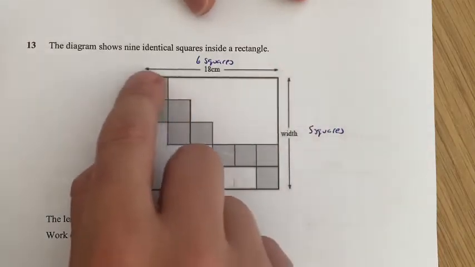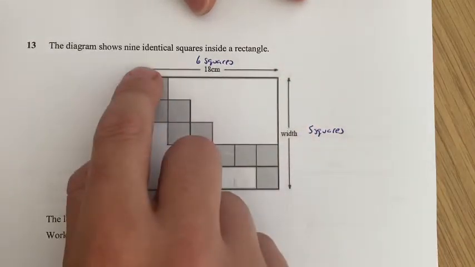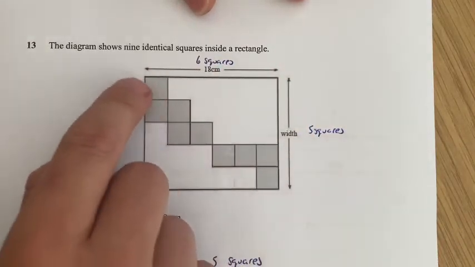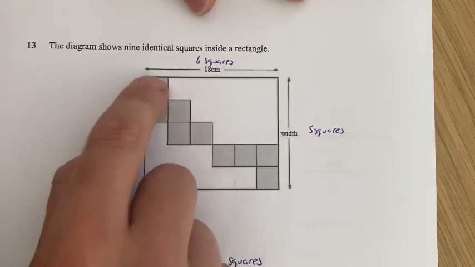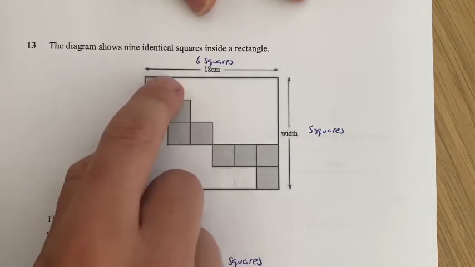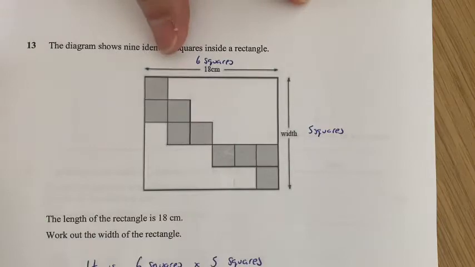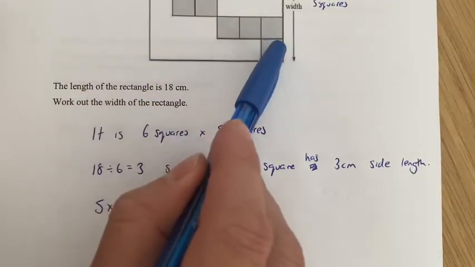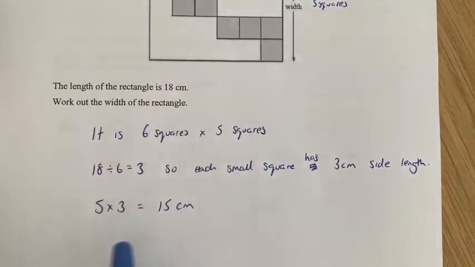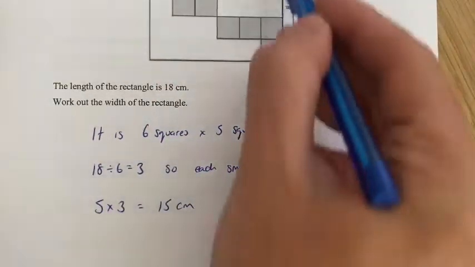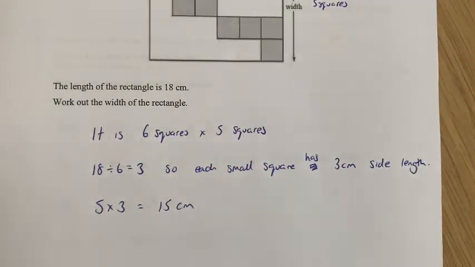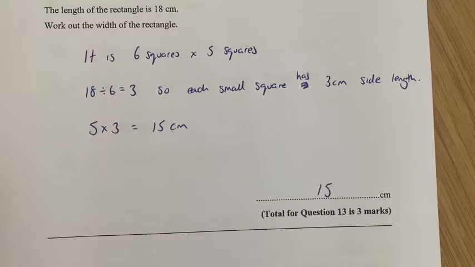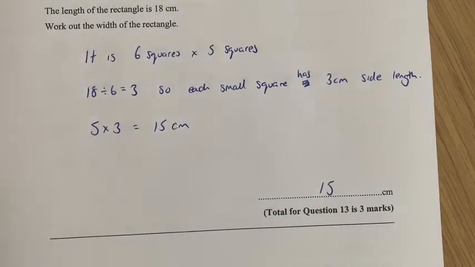Okay, so if this is 18 across, then 18 divided by 6 means that each one of these little squares must be 3 centimeters. So 3 centimeters by 3 centimeters. Okay, so if I know each little square is 3 centimeters, 3 times 5 is 15. This length here must be 15 centimeters. Okay, so there's the answer, 15 centimeters.